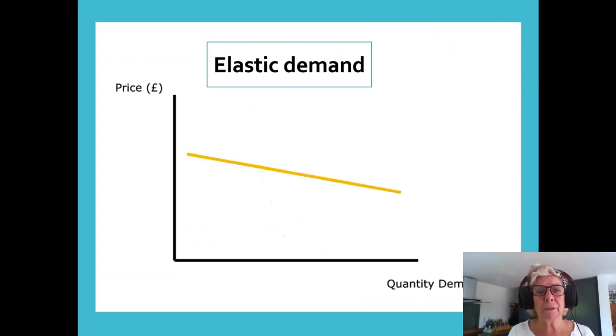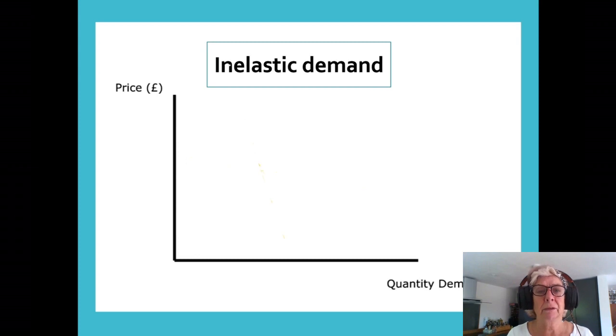Okay, so let's go back to our diagrams. Elastic demand looks like this on a diagram, and you can see here that the price hasn't changed much at all, but the quantity demanded is changing a lot. So this shows us that a small change in price will lead to a big change in demand. On the other hand, inelastic demand tends to be very steep, and we have the opposite thing going on here. Large changes in price, but very small changes in the quantity demanded.